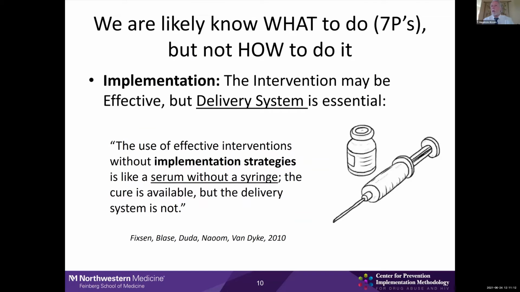So we're likely to know what to do. Those are the 7 Ps, but not necessarily how to do it. So implementation really talks about the delivery system. It is essential. Here's a good illustration of this one. The use of effective interventions without implementation strategies is like a serum without a syringe. Cure is available, but the delivery system is not. And if that doesn't really say something about what the status is around the COVID-19 vaccines, I don't know what does. So it's really in the focus around how do we do good, careful implementation.